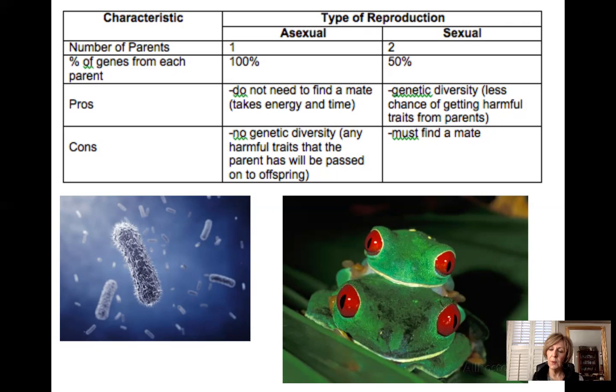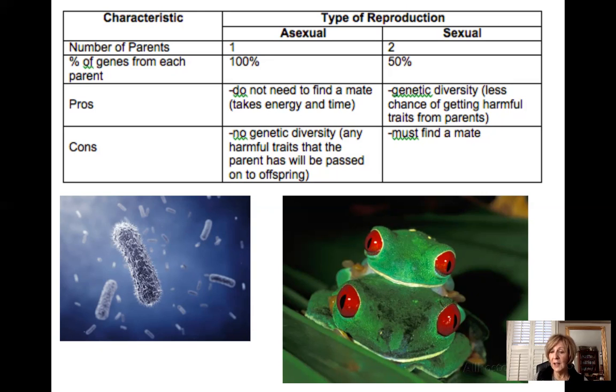In sexual reproduction, only 50% of the genes from each parent get passed on to the offspring. But there's genetic diversity because you get a combination of those two. And we're going to see that there are some other ways to introduce variety into the offspring.